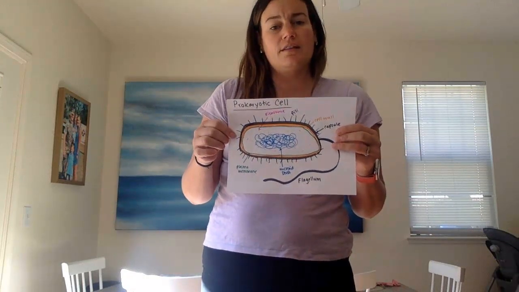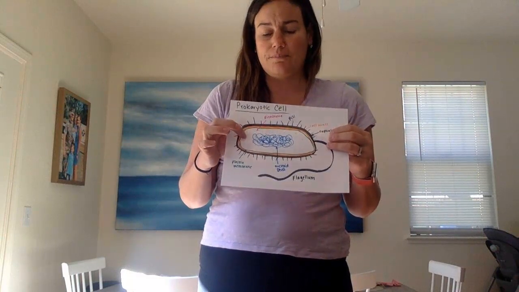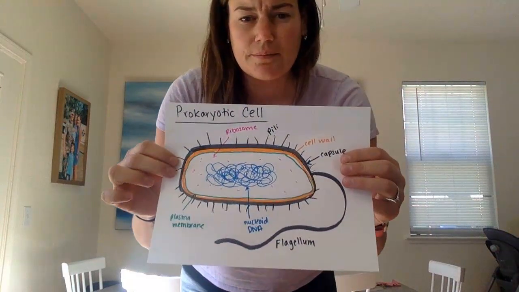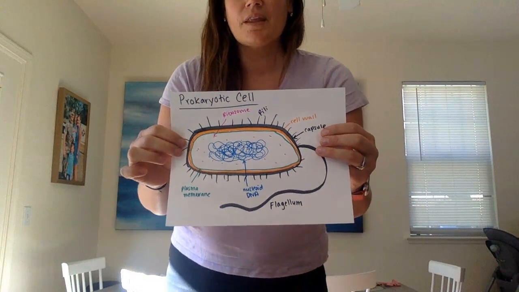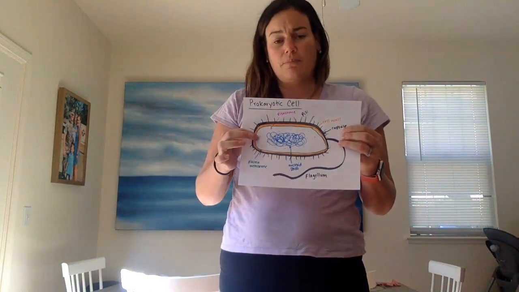The only other thing that the prokaryotic cell has are these little, I don't know if you can see them, the pink dots, which are ribosomes. The ribosomes are important because they help make protein.